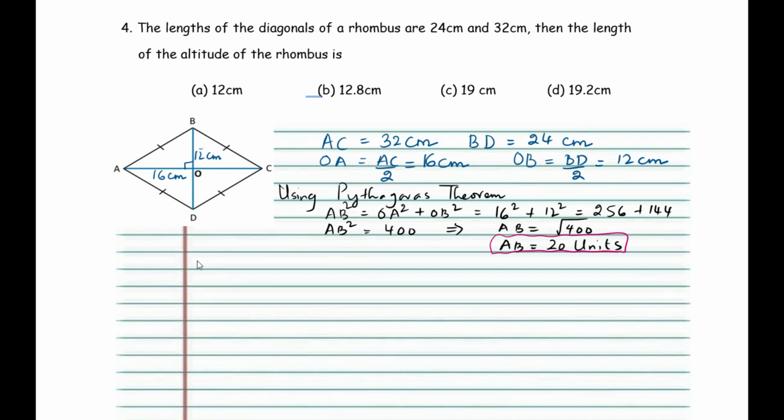Now students, to find out the altitude, we should know the area of rhombus. Area of rhombus equals half into product of diagonals, that is D1 into D2. Half into D1, which is 32, into D2, which is 24. We get 2 ones are 2, 12s are 32 into 12 is 384 centimeter square. Now we know that all the rhombuses are parallelogram.